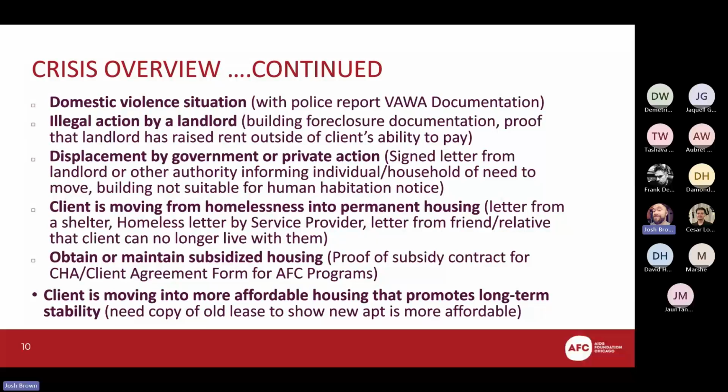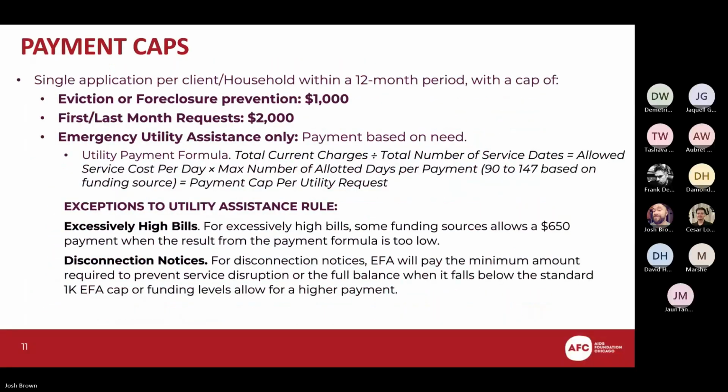Use subsidy contracts as proof of the crisis. Increase case. You can use that to show that the new apartment is more affordable. So that's another process that you can use. A lot of people kind of misunderstand this in general.